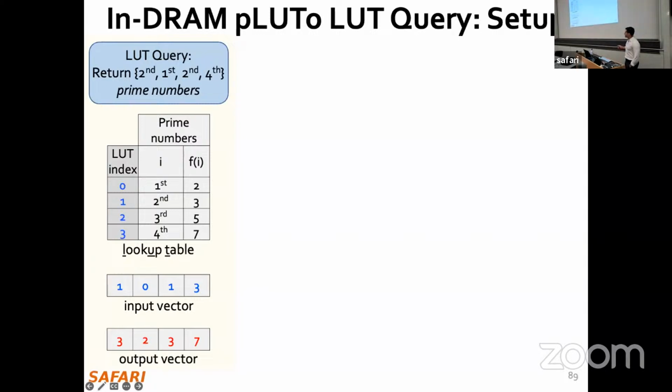So the first one here is going to indicate the second prime number. 0 here is going to indicate the first prime number. 3 is going to indicate the fourth prime number. And I want to have as an output in this output vector 3, 2, 3, and 7, which is the second prime number, the first prime number, the second prime number, and the fourth prime number.